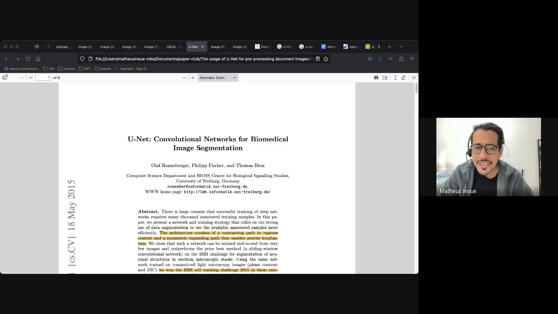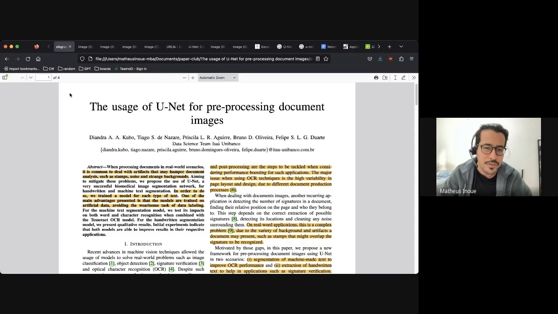This week, I'm going to present the UNet paper, U-Net: Convolutional Networks for Biomedical Image Segmentation. I also talk a bit about the paper that I originally chose, but is actually very short, just 4 pages. That is the usage of UNet for pre-processing document images. But I will go first into the UNet paper, and then show this one as a case example. They also have some interesting ideas that I think can generate some discussion for us, right?